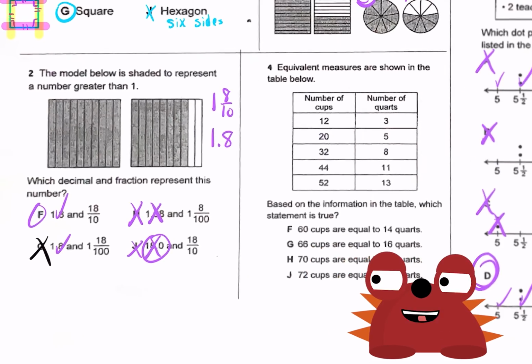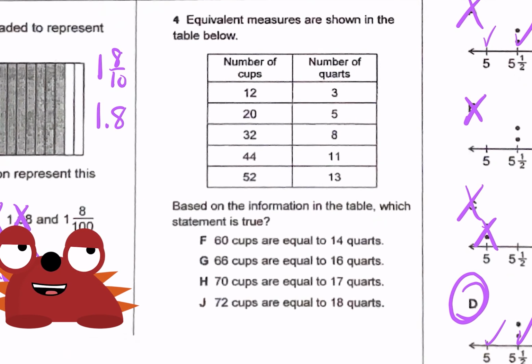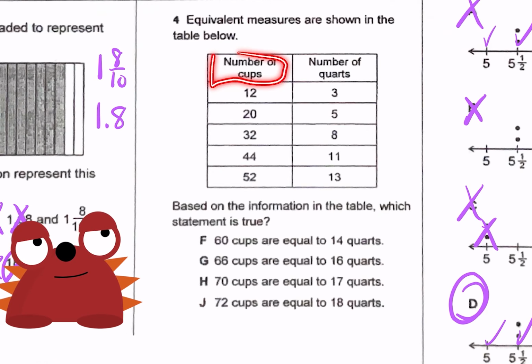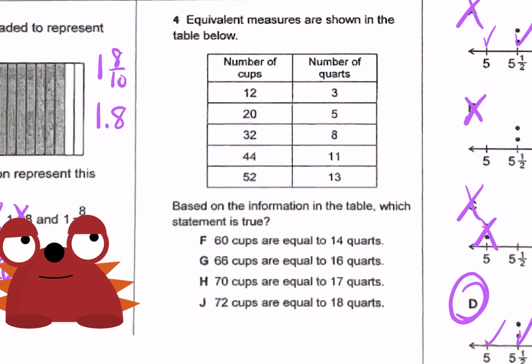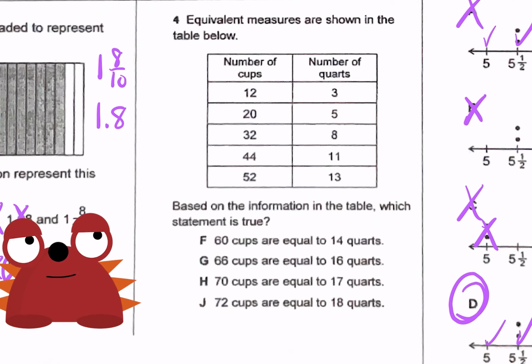Now let's go to the last question. Here it says, equivalent measures are shown in the table below. Here you have the number of cups and the number of quarts. 12 cups and then 3 quarts. Based on the information in the table, which statement is true?